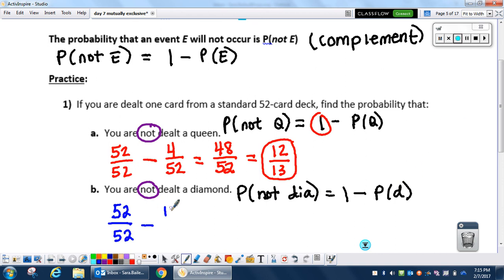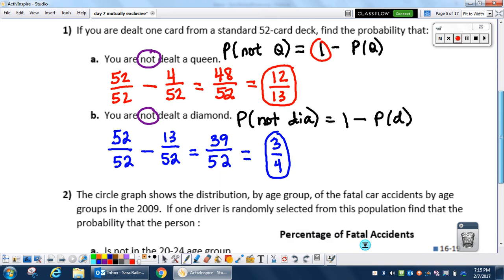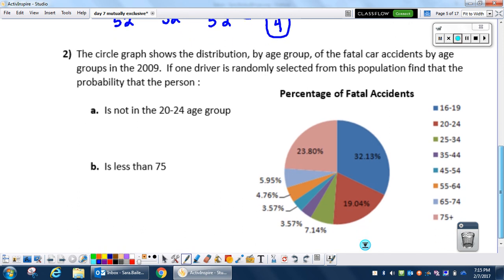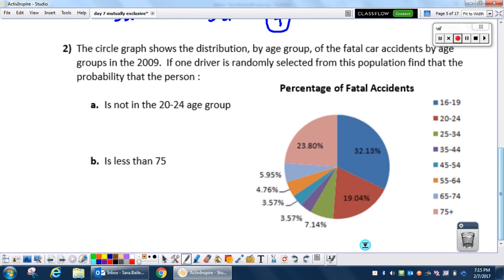There's 13 diamonds in the deck, so that means 52 minus 13 are not diamonds, and that gives you your probability of not getting a diamond. So 3/4, which makes sense because 3/4 of the deck are not diamonds, because diamonds represent 1 of the 4 suits, which is divided into fourths. Okay, so the last one is a little different. We're going to be working in percents. So instead of 1, we're going to be using 100.